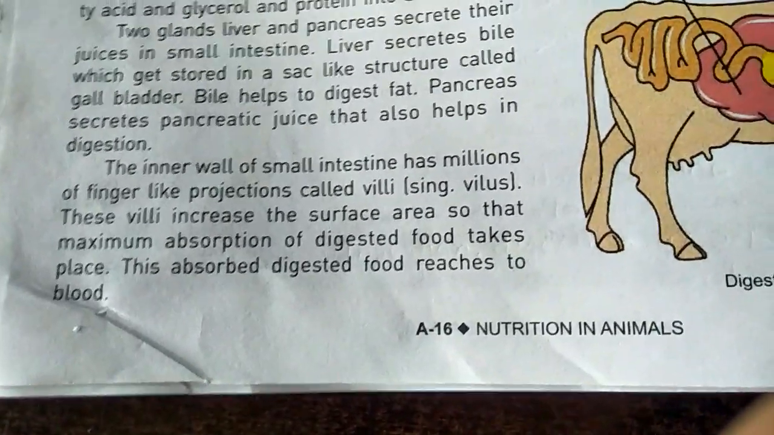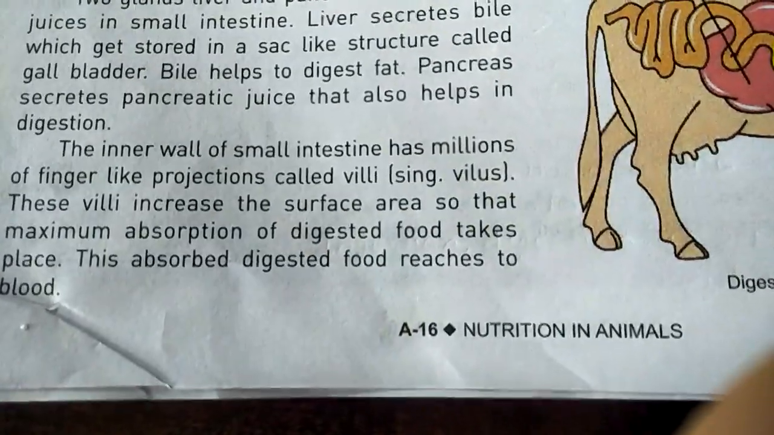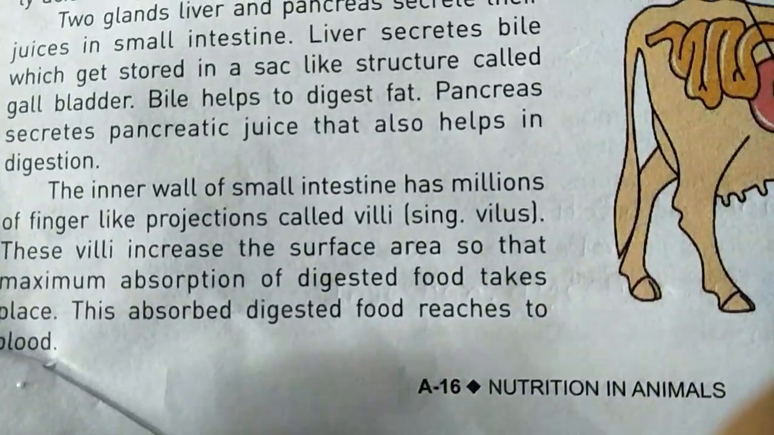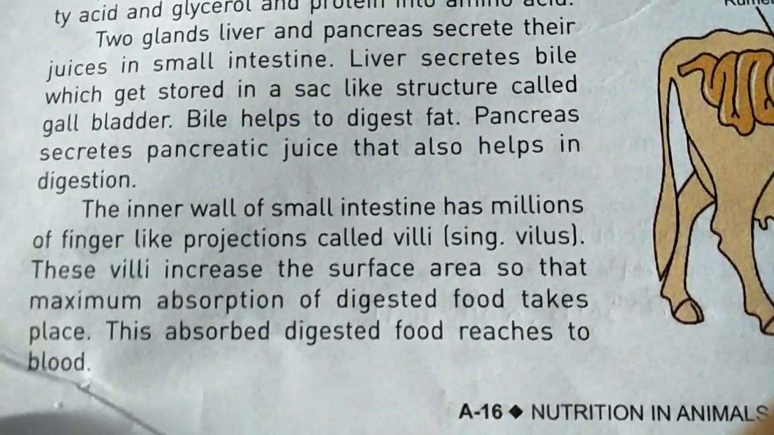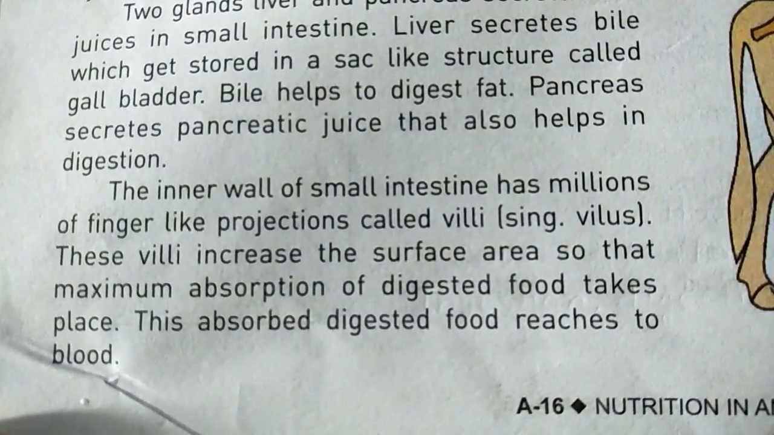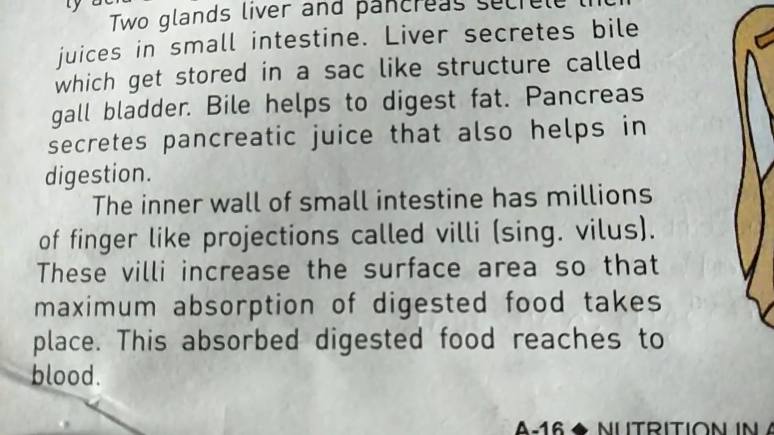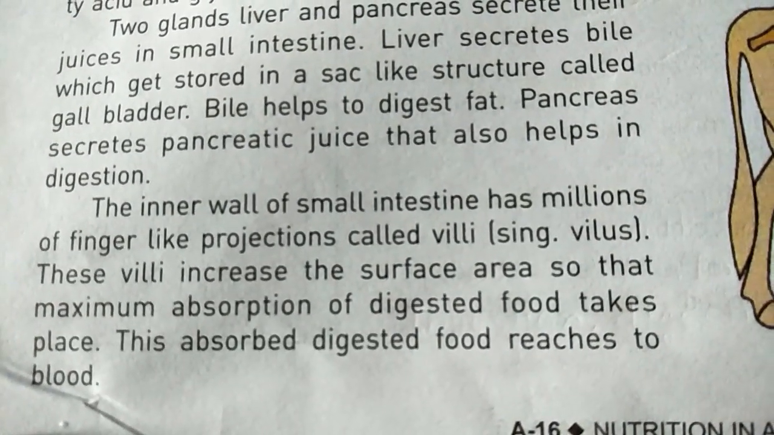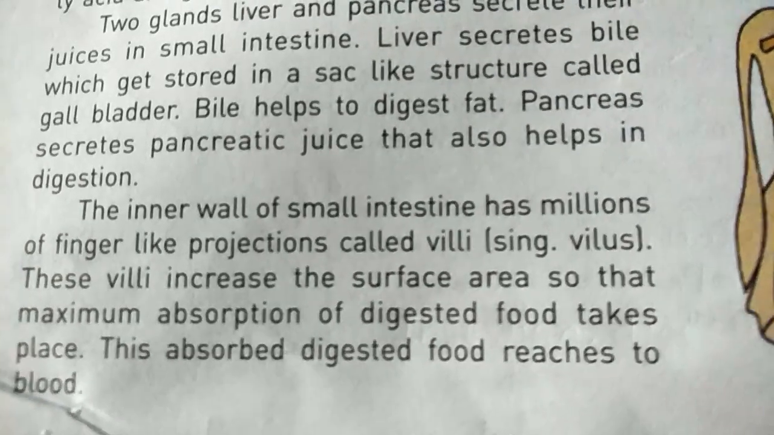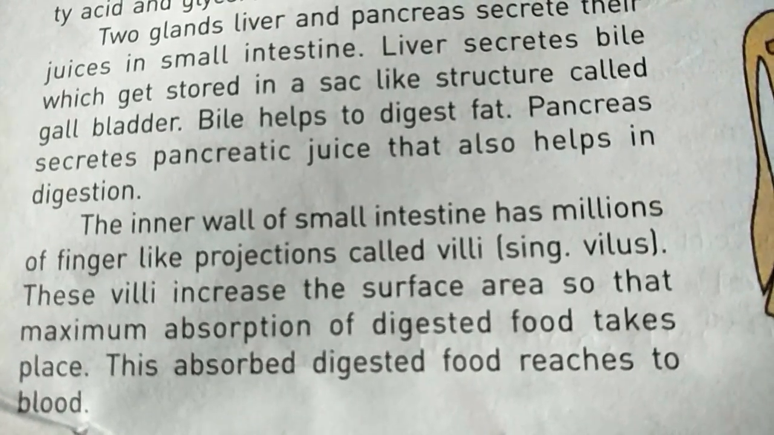Okay, so now if the food is already digested, then there is a need for absorption of this food. So what do we have to do for that? We have to absorb. Absorption is possible only due to these finger-like projections, known as villi and microvilli. This absorbed digested food reaches the blood. After that, we get the energy from this food.